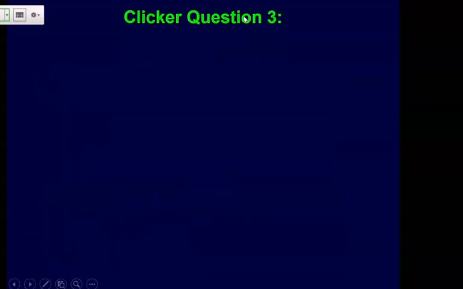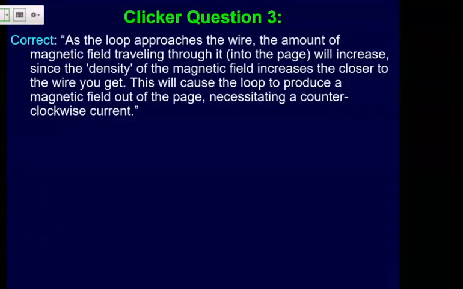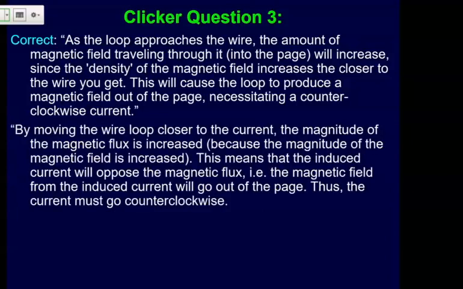We're doing pretty good on this one here. Here's some of your comments from last night. So as the loop approaches the wire, the amount of magnetic flux traveling through it into the page will increase. So sort of the same explanation we were just saying. This will cause the loop to produce a magnetic field out of the page, necessitating a counterclockwise current. So this person is, again, saying the same thing.